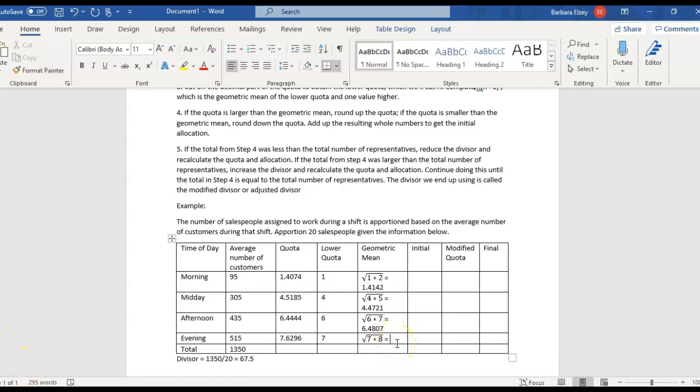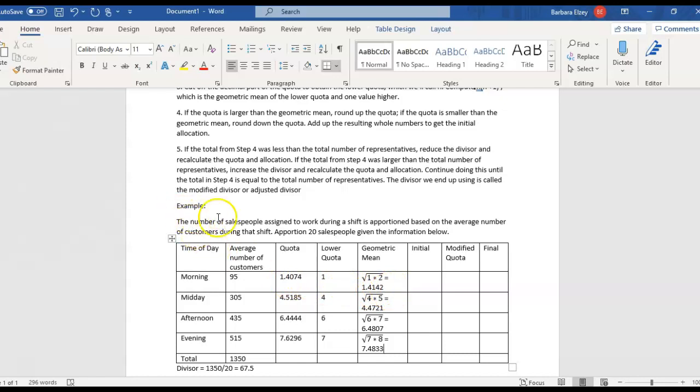And that gives me 7.4833. Okay, now for our initial allocation, we have to compare this geometric mean we got to the quota over here. And you'll notice that they tend to have the same first number, so really it's the decimal we're going to end up comparing for the most part.